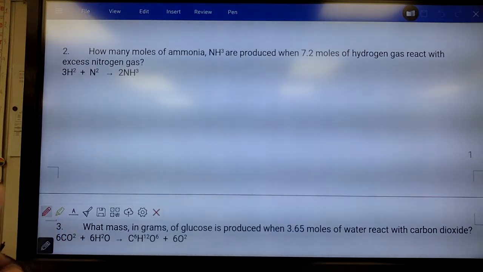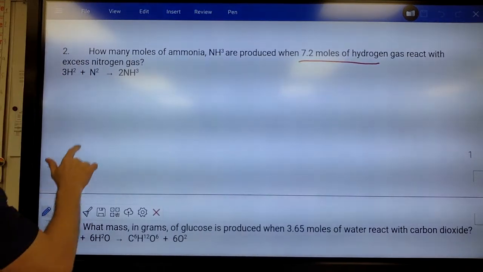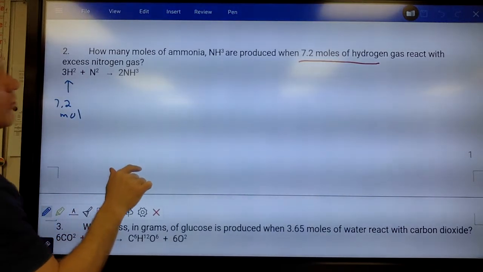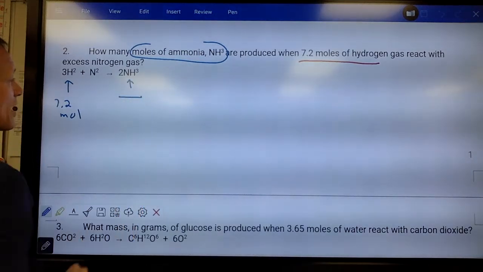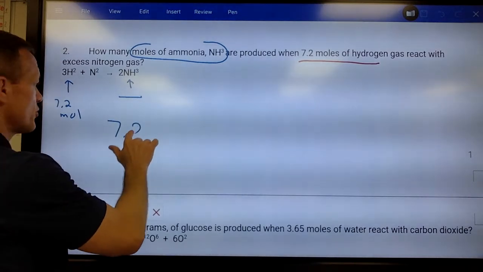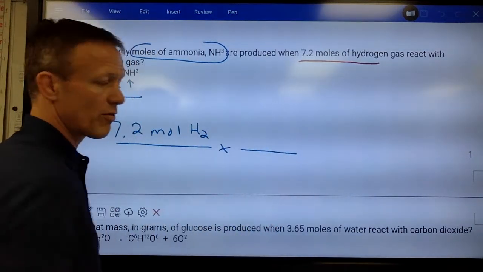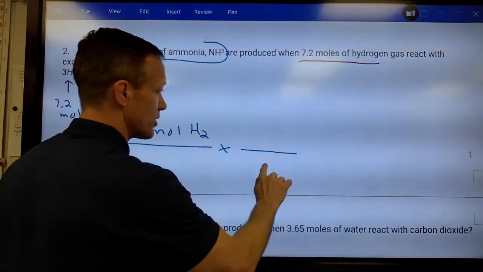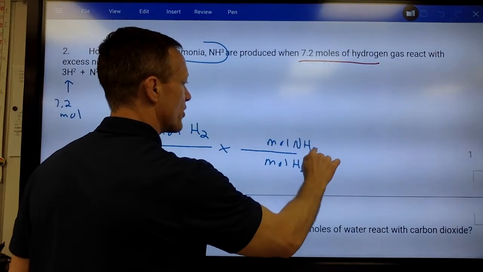All right. So let's go here. This one's saying you have 7.2 moles of hydrogen gas that react. So this is 7.2 moles. And it wants to know how many moles of ammonia. So we're trying to get to moles of that. So we're going from hydrogen to ammonia. So start with the number they give us, 7.2 moles of hydrogen. If we start with moles, we go right to our ratio. We're trying to get from hydrogen to ammonia. And hydrogen needs to go on the bottom, so we go moles of hydrogen on the bottom, going to moles of NH3 on the top.